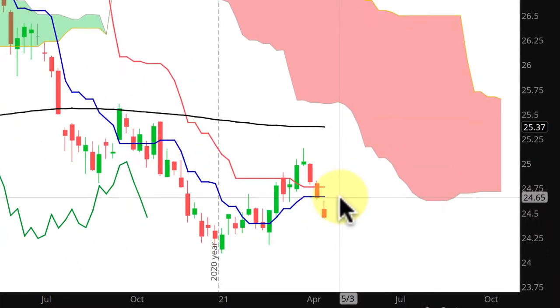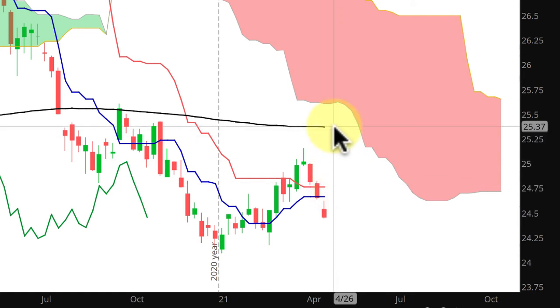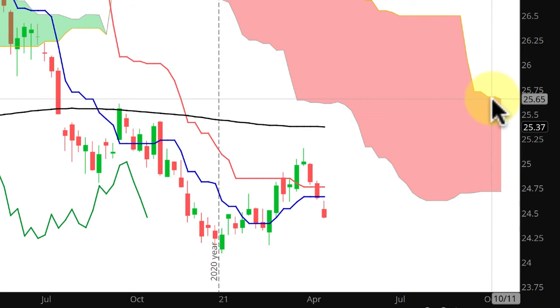Resistance above starts with the Tenkan-sen at around 24.65, then the red Kijun-sen at around 24.76, then we have the 200-period simple moving average serving as resistance up at 25, and then the top of the cloud here is going to be the next level of resistance at 25.65.